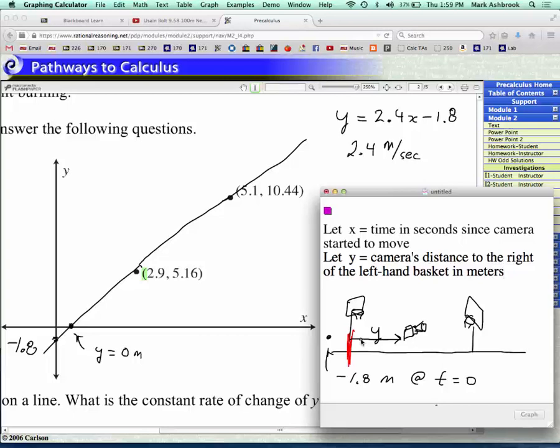Okay. So how do you calculate speed? What's the formula for speed? Speed equals? Okay, I heard a couple people say distance over time. Agree with that? Distance over time.